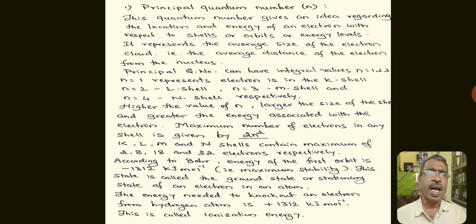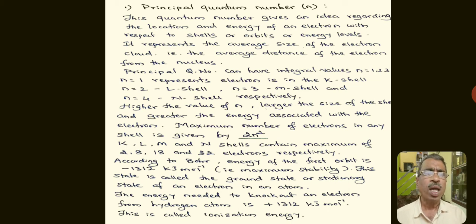The maximum number of electrons in any shell is given by 2n square. If n is equal to 1, 2n square becomes 2; n equal to 2, it becomes 8, and so on. Therefore, the K shell has maximum capacity to accommodate 2 electrons, L shell 8 electrons, M shell 18 electrons, and N shell 32 electrons respectively.